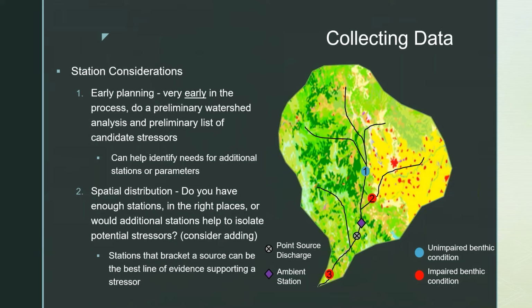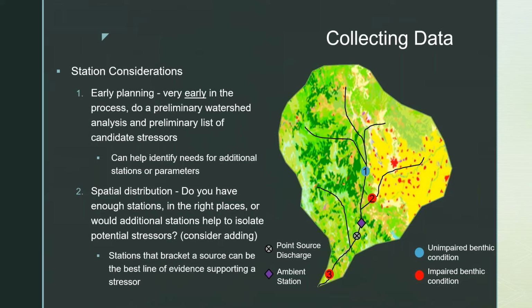Do we have enough stations, and do we have those stations in the right places? Again, I use this same example of this watershed, and in this case, here's our ambient station. We've got benthic stations both above it and below it. What we would love to have is a co-located ambient and benthic station.